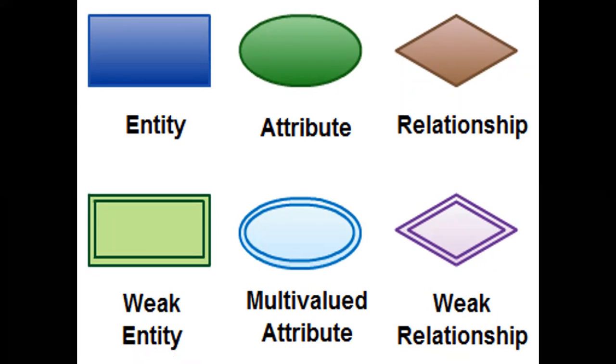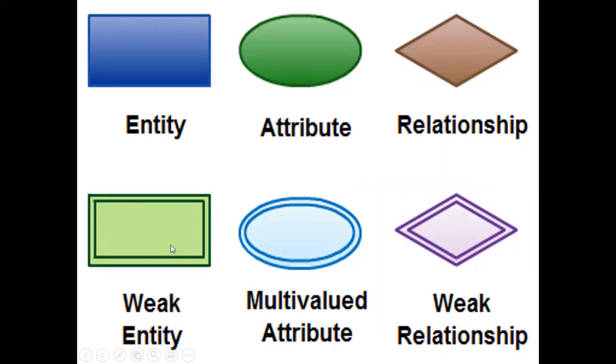As we said, the ER diagram is a diagrammatical representation. Each component is indicated with a different symbol: entity using a rectangle symbol, attribute an oval, relationship a rhombus or a diamond. Then there are special types of entities and relationships.